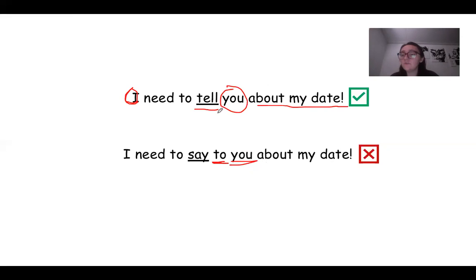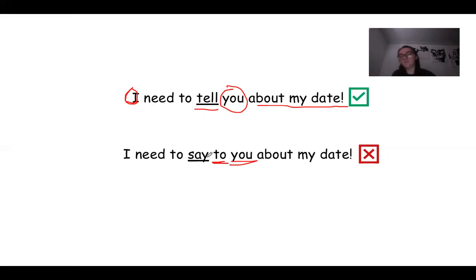Because "I need to tell you," you are telling a story. You are giving information, right? And "say" is just words that are coming out of my mouth. It could be anything, an instruction, whatever they said. But when you're saying to somebody, "I need to tell you about my date," it means that you are going to talk about a story, right? But "say" is just talking about words that are coming out of your mouth.